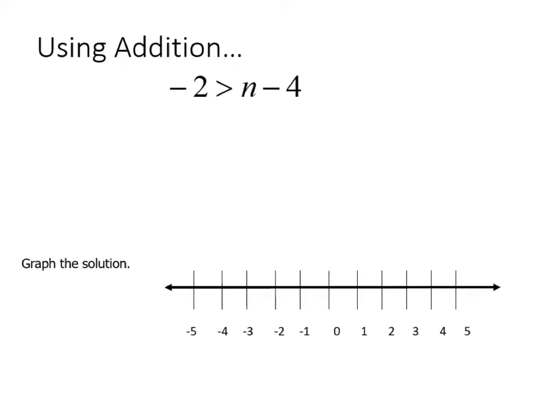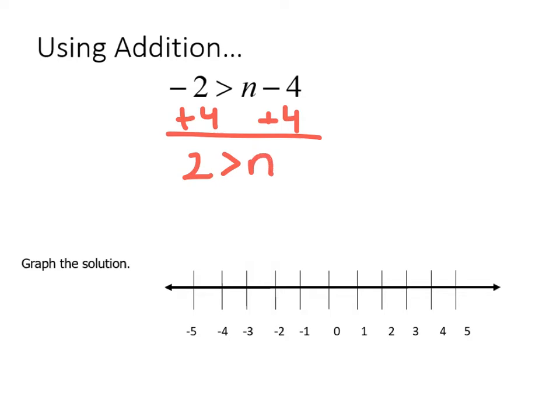In our next example, we're going to solve the inequality and then graph the solution. So if we wanted to get n by itself, we'd have to undo that subtracting 4. So we're going to add 4 to both sides. And that will give us 2 is greater than n.